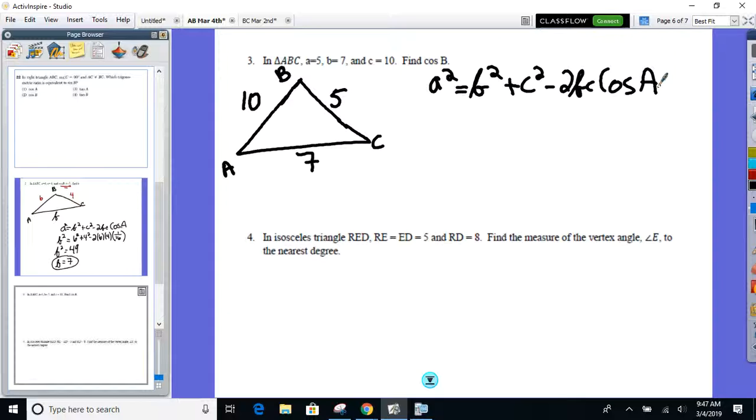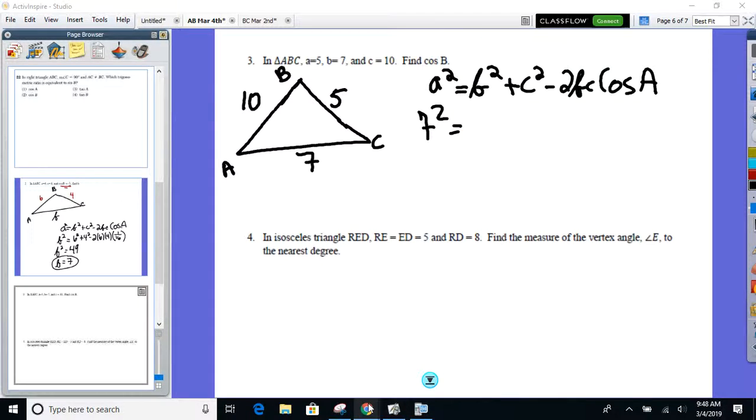What am I asking you to find in this one? Cosine B. All right. You have three sides. Which side are you going to start this one out with? Which one am I going to plug in for a squared? Again, don't plug in A, B, and C. You plug in the side across from the angle in the problem. Angle B, what's across from it? 7. Guys, ask now. Why is he plugging in 7 when that's the B value and not the A? You don't understand law of cosines yet. It's the side across from the angle.